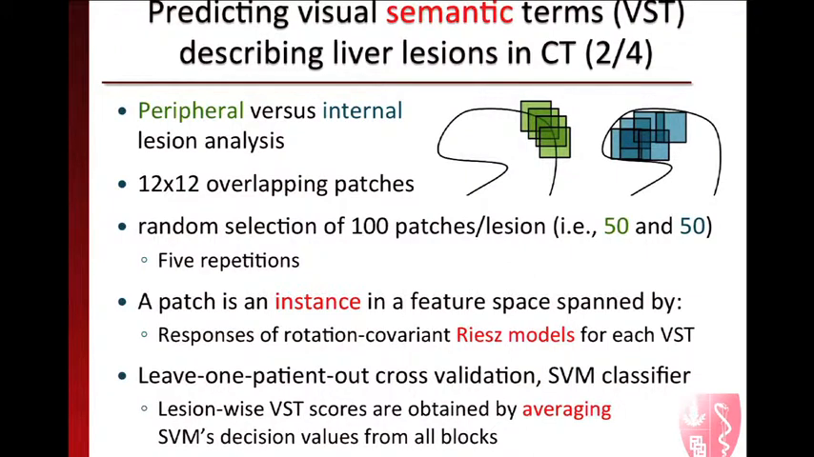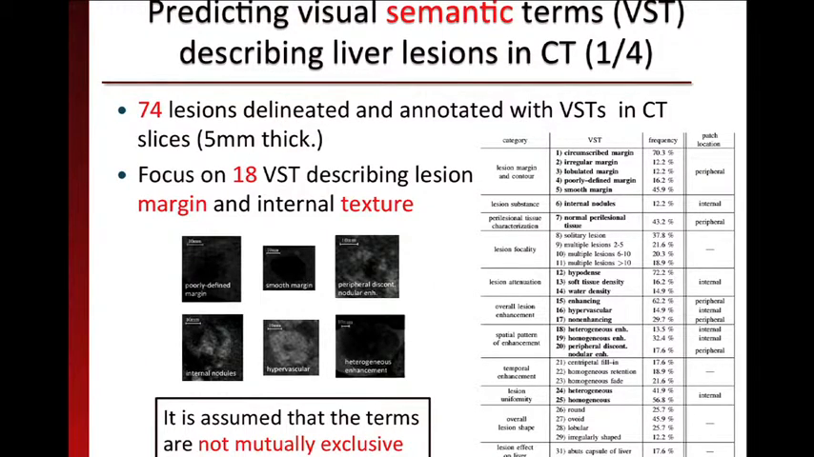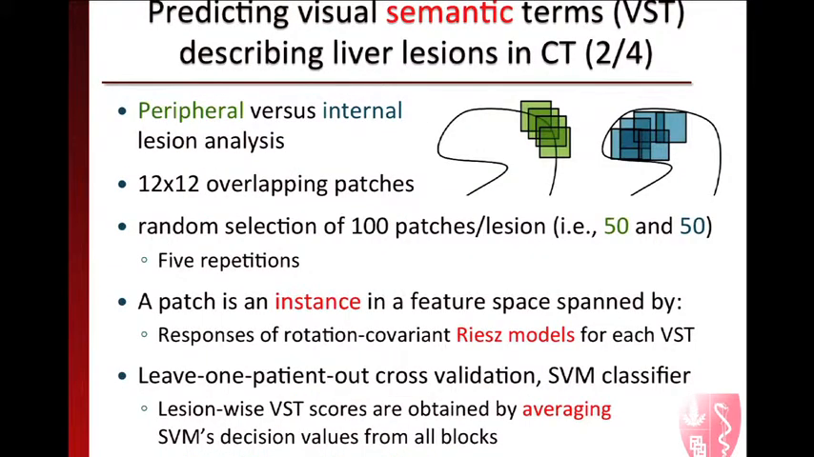Then we can describe each of these patches in a feature space that is spanned by the responses of the rotation covariance Riesz models for each term. So for each of these terms, we have learned a specific model. And then we can use a leave-one-patient-out cross-validation with an SVM classifier to assess the performance. And as we have several instances per lesion, we just average the decision value of the SVMs from all blocks to have a decision value at the level of the whole lesion.